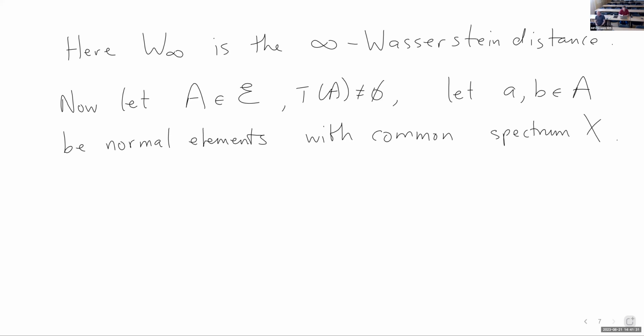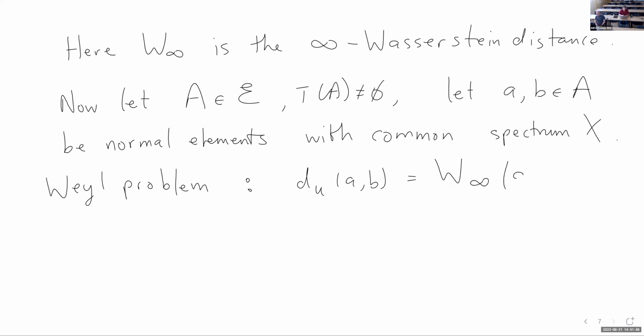So the final problem in this setting is: when can we deduce that d_U(A, B) is equal to d_W∞(A, B)? Here, again, the unitary distance would make sense: the infimum over all unitaries U of the norm of A minus UBU*.